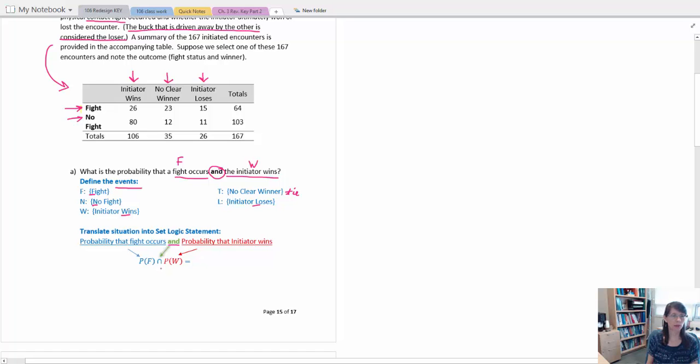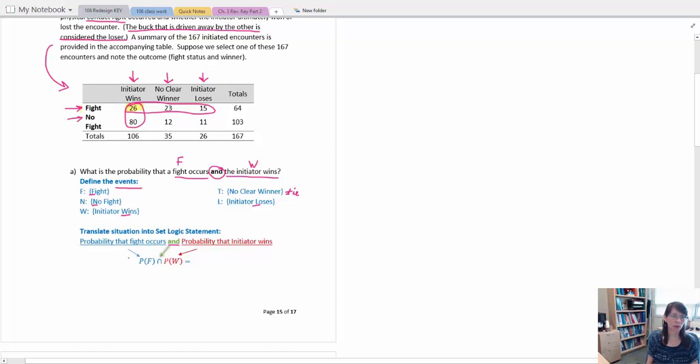So if we go back to the table, look first for the probability of a fight. So all the numbers dealing with a fight, 26, 23, 15. We are wondering, how does that intersect with the probability of the initiator wins? Initiator wins are the numbers 26 and 80. So you can see where there's some overlapping. Right there at the number 26 is where these two events intersect.